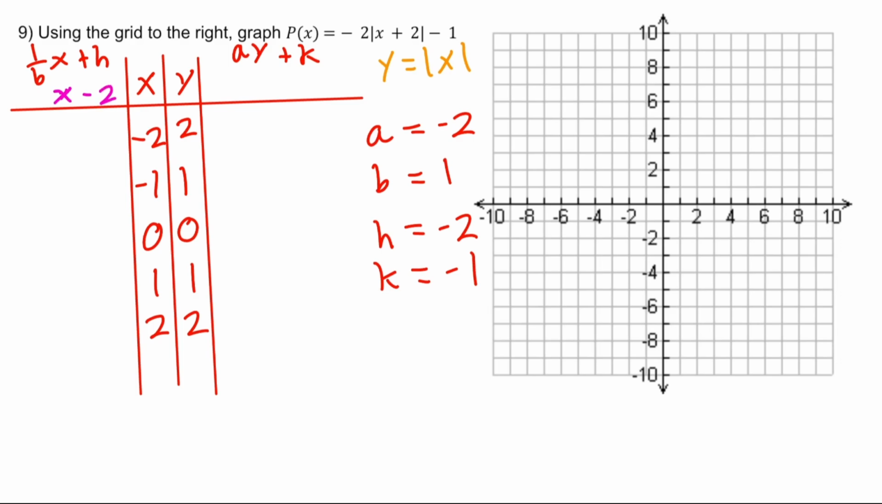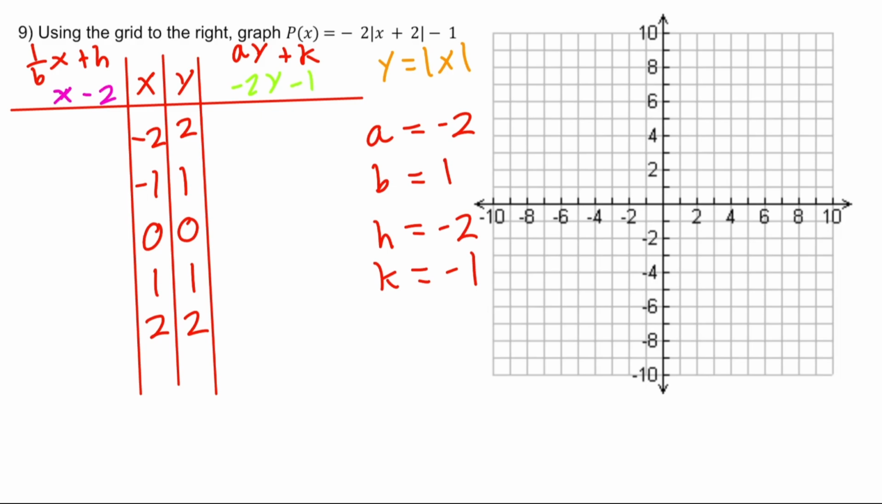Okay, rightmost column, a times y. Well, a is -2, so -2y plus k, subtract 1. And now what we're going to do is plug in x for the leftmost column, y for the rightmost column, and see what we get. We're going to plug in all 5 points here, all 5 points there. Let's start. I'm going to do this in a different color to distinguish x and y's. So this is -2y minus 1.